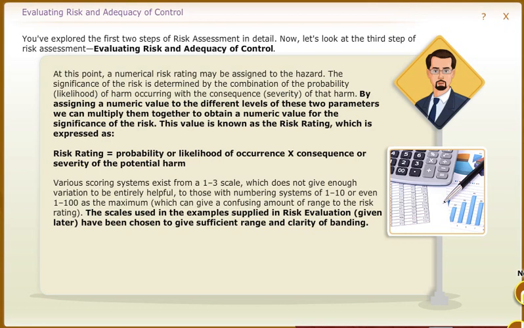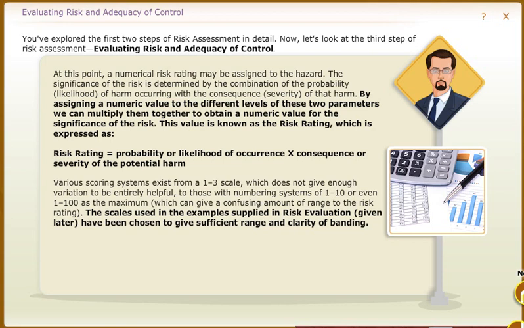By assigning a numeric value to the different levels of these two parameters, we can multiply them together to obtain a numeric value for the significance of the risk. This value is known as the risk rating, which is expressed as: risk rating equals probability or likelihood of occurrence multiplied by consequence or severity of the potential harm.